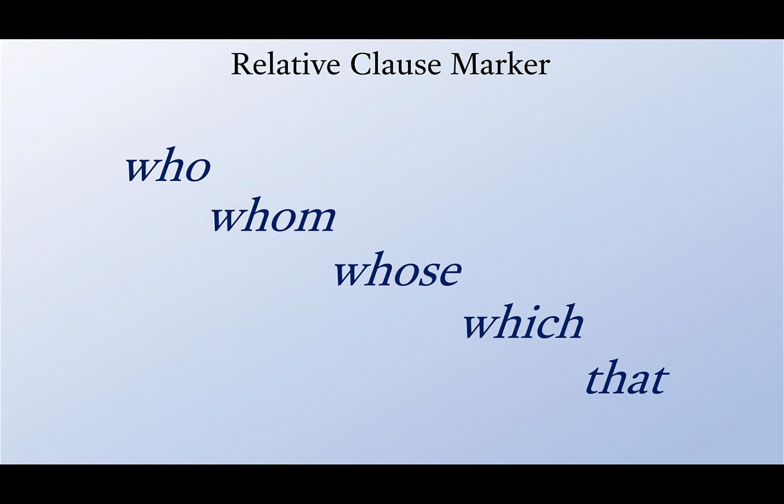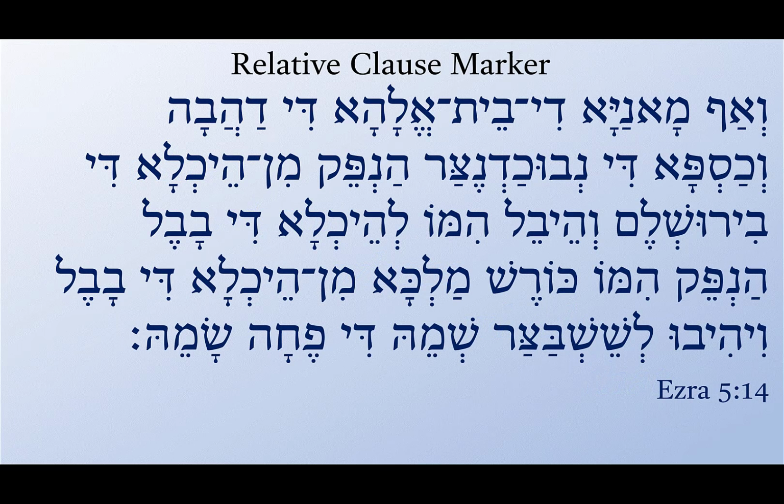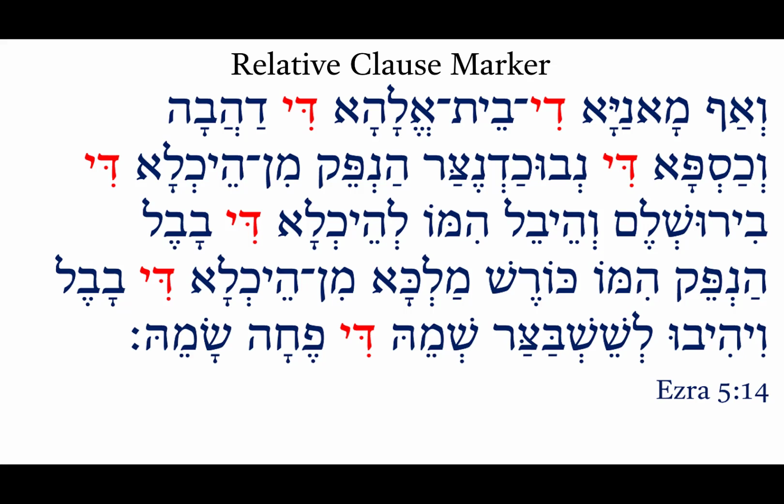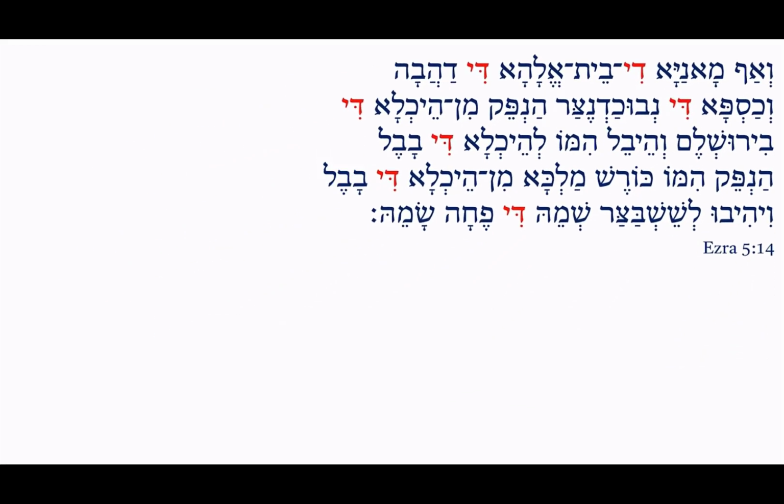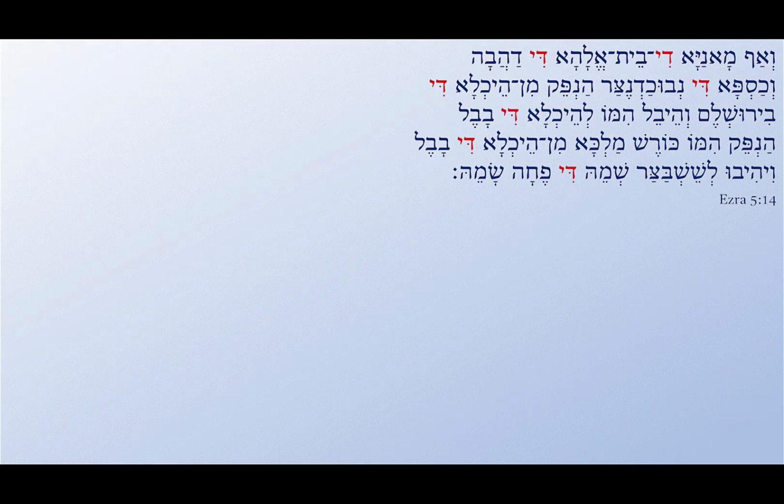So let's examine the use of di in context, which will help us see its relative clause use as well as some other uses. Ezra 5:14 has the most appearances of di in any verse in Biblical Aramaic, and you can see there are 7 of them. So let's analyze what we see in front of us in Ezra 5:14.